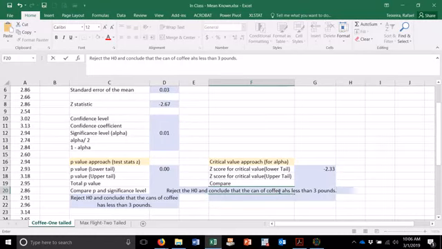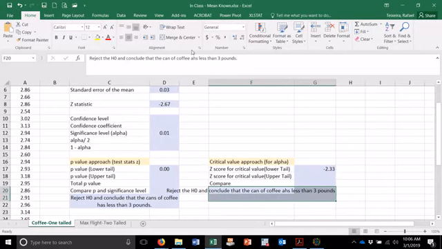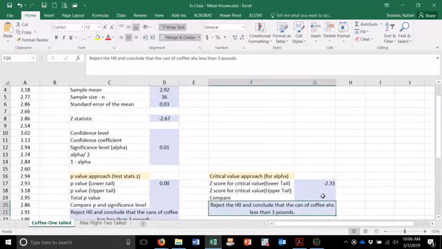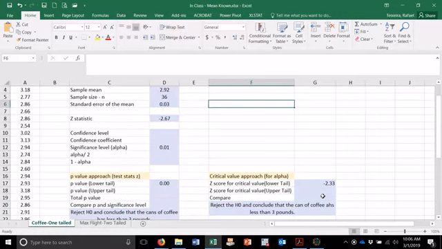Again, this formatting is messy. I'm going to select everything, come here, merge and center and wrap text, and it is now centered. So this is how you solve a lower tail hypothesis test when I know the population standard deviation.